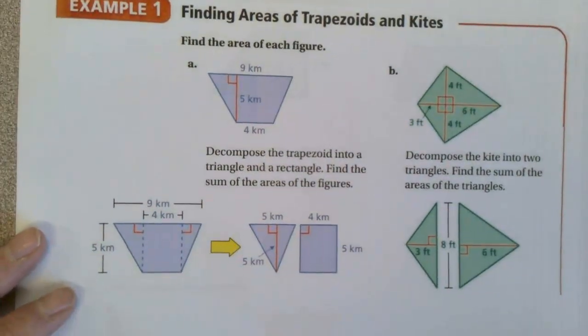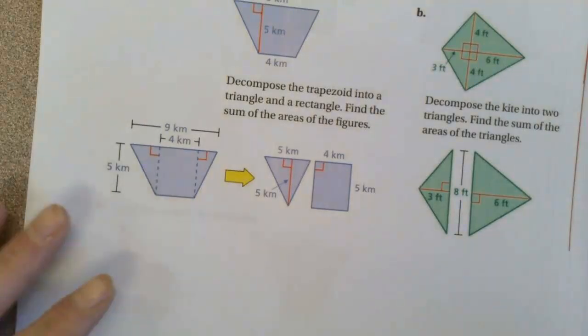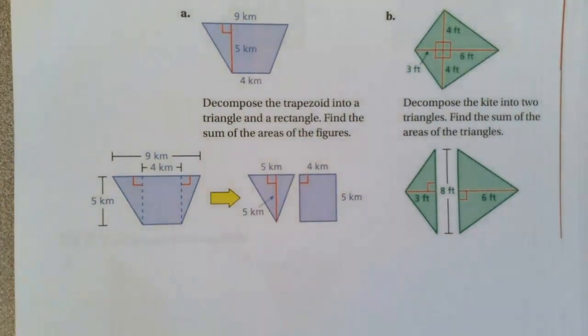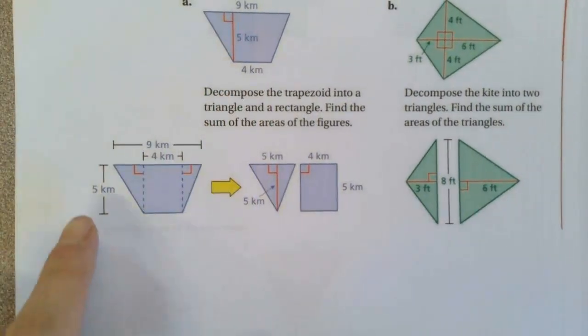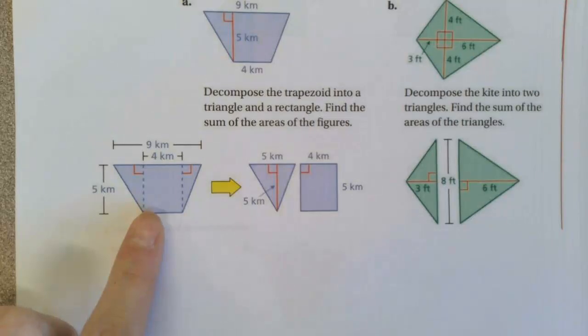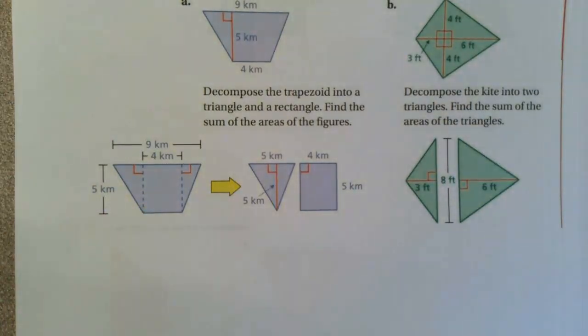So to find the area of these figures, we are going to decompose them, meaning we're going to break them down into smaller shapes that we already know how to find the area of. It can be really helpful when you can actually see the shape and draw on it. So here's our trapezoid, and we're going to decompose this into a triangle and a rectangle.